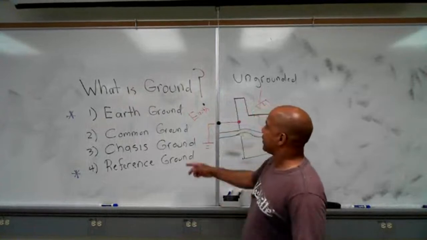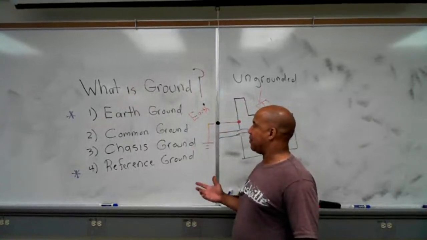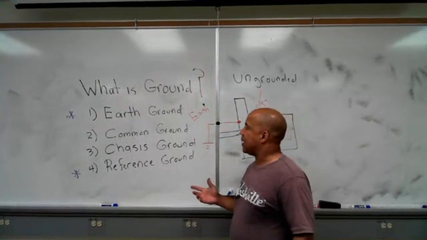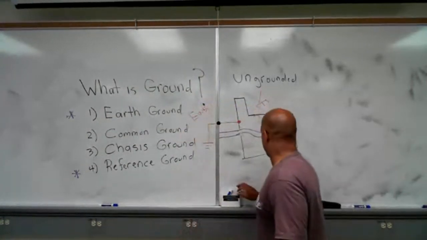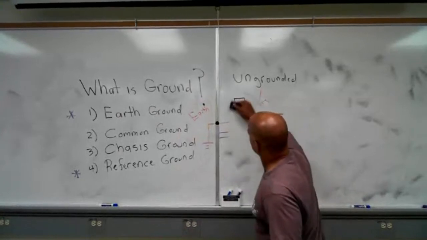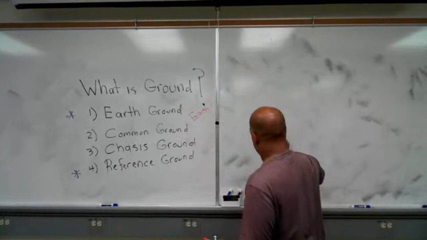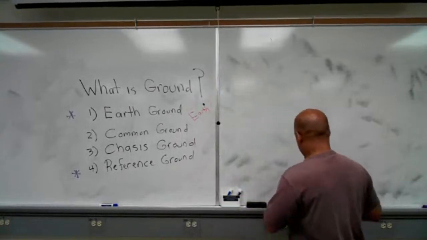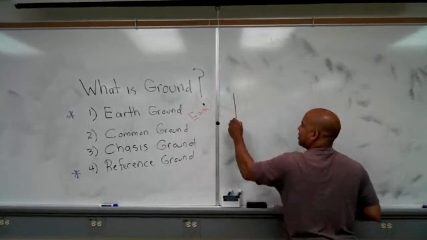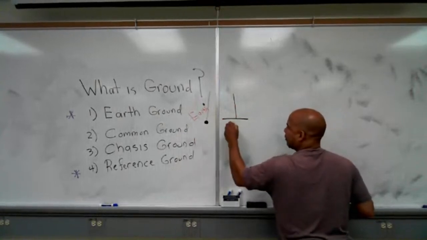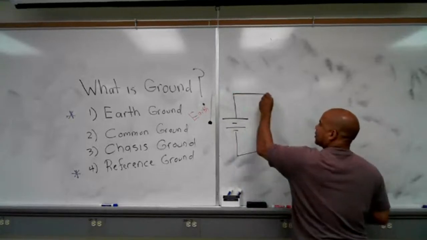And then there is common ground. And common ground, again, is exactly what the term means. Common ground is a common connection. So what I'm saying is, let me draw a circuit. So suppose I have a circuit like this, where I got some kind of power source, and I have this, I'm just going to draw these shapes.